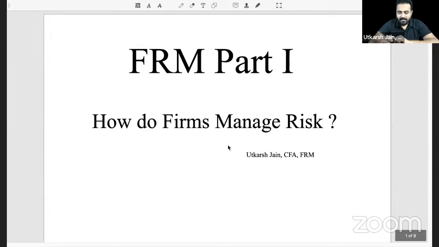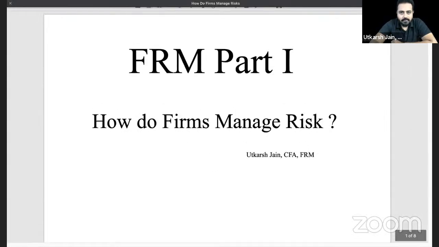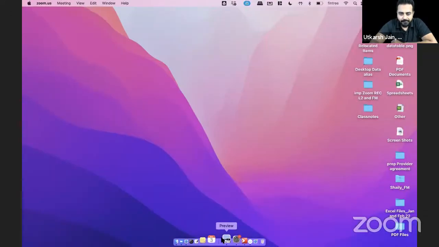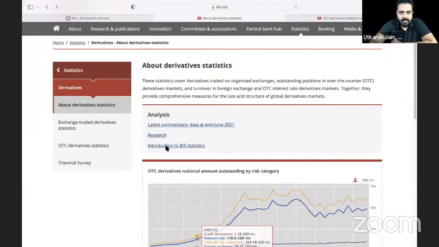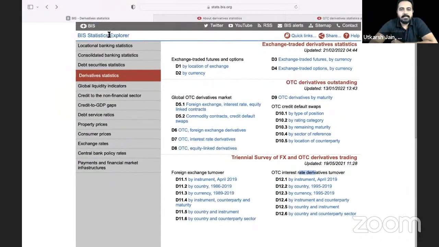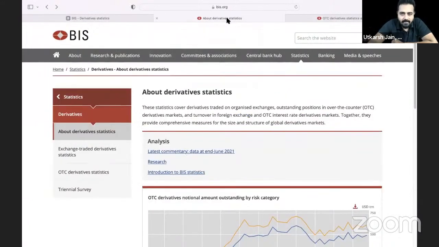All right. So I'm going to start the session by showing you a really interesting data point on the BIS website. Just give me a minute. Let me ensure I'm sharing the correct screen. We're currently on the BIS website. There is a separate link called Statistics. You can come to the Bank for International Settlements, and you would find a lot of interesting data points to work with.